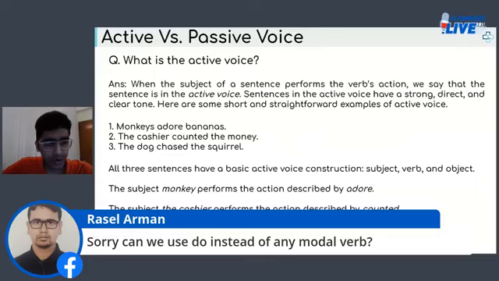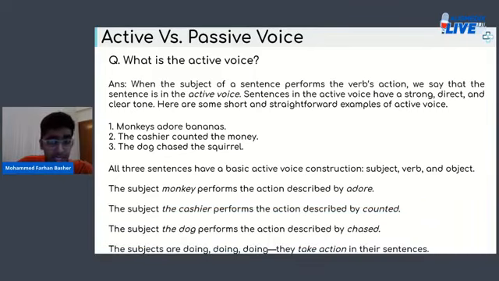Russell Arman is asking, sorry, can we use do instead of any modal verb? It depends on the use of your sentence, right? Such as, for example, if you want to say that I can speak in English. Now, if you want to replace the modal verb can with do, maybe you can, but then again, the meaning will change, right?